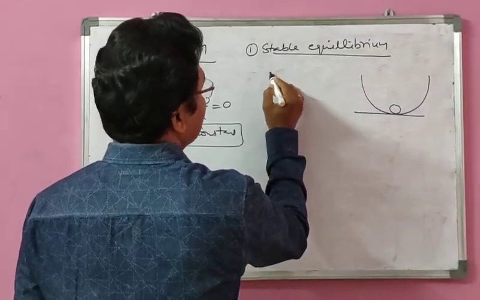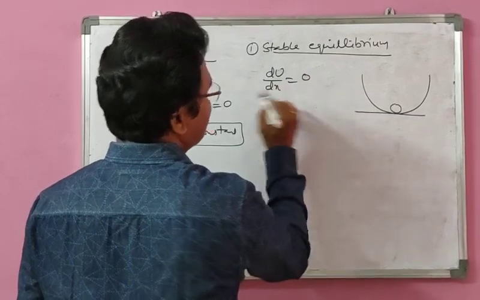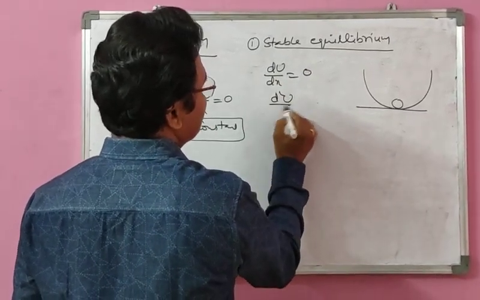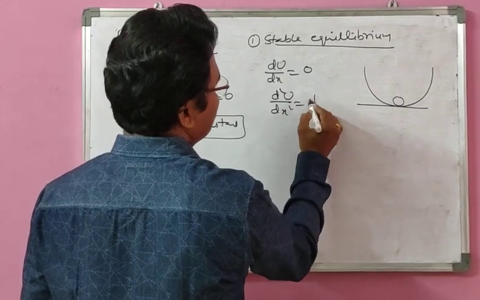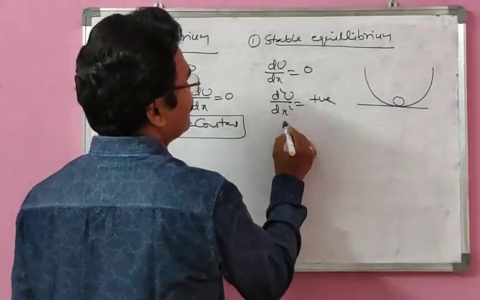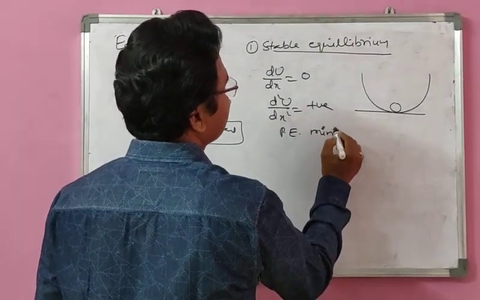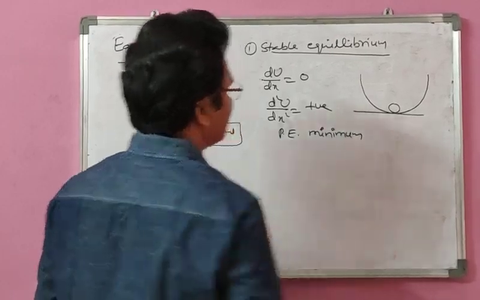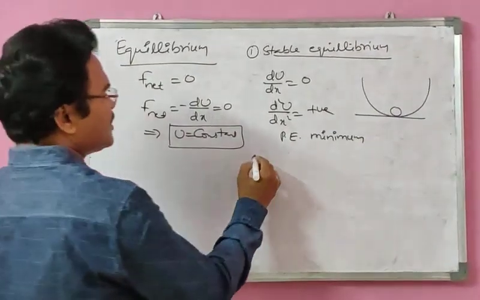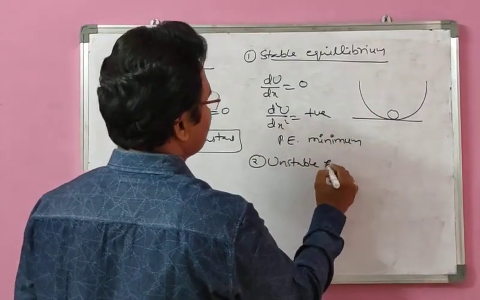In this one, we can write du by dx equal to 0 and d square u by dx square is positive, that is double differentiation, and also potential energy is minimum. The second one is called unstable equilibrium.